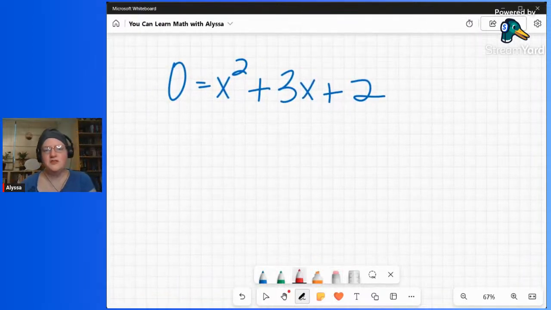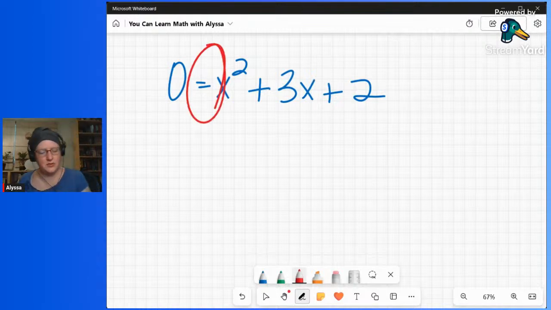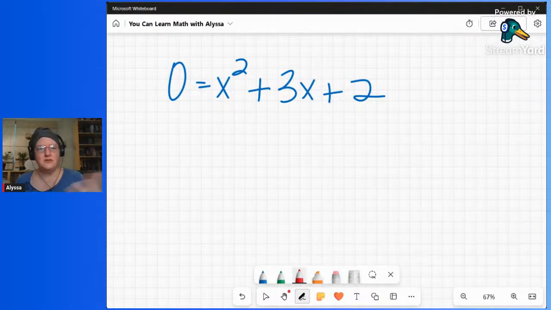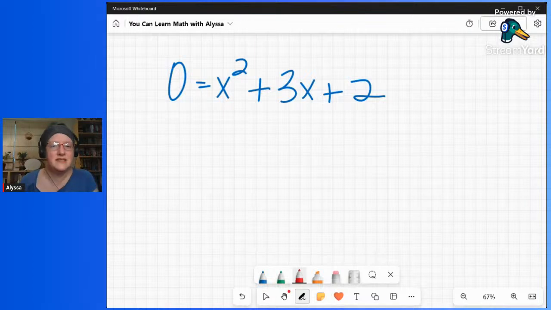The first thing you want to do when you're asked to factor something is check whether there is a number in front of the x squared. This includes just a negative. Is there a 2, a 5, a 10 million? Is there anything in front of the x squared? Here there isn't. That makes our job so much easier.